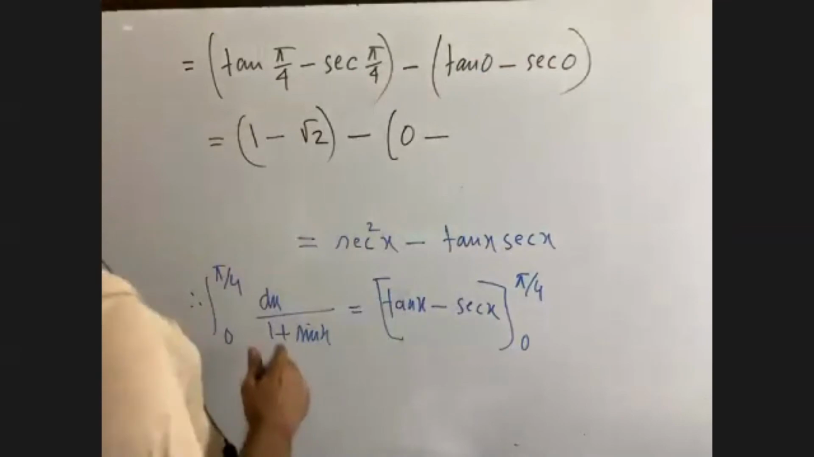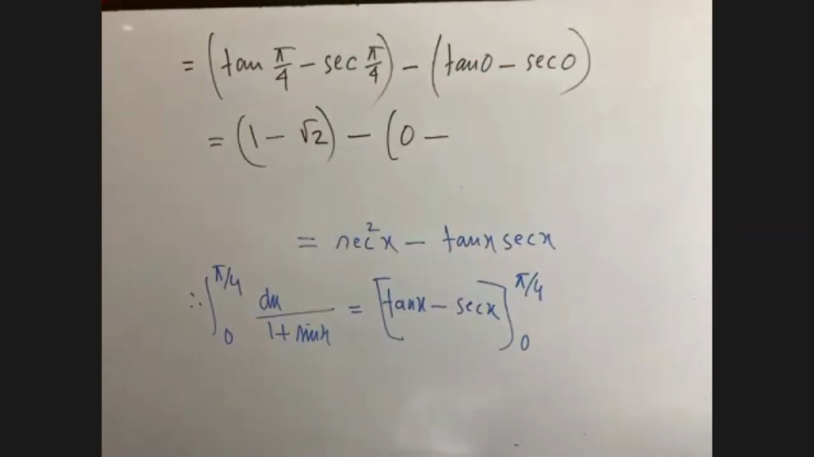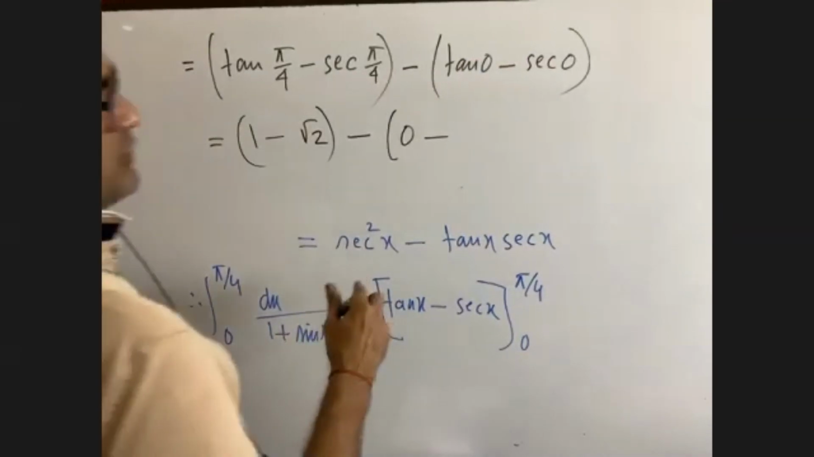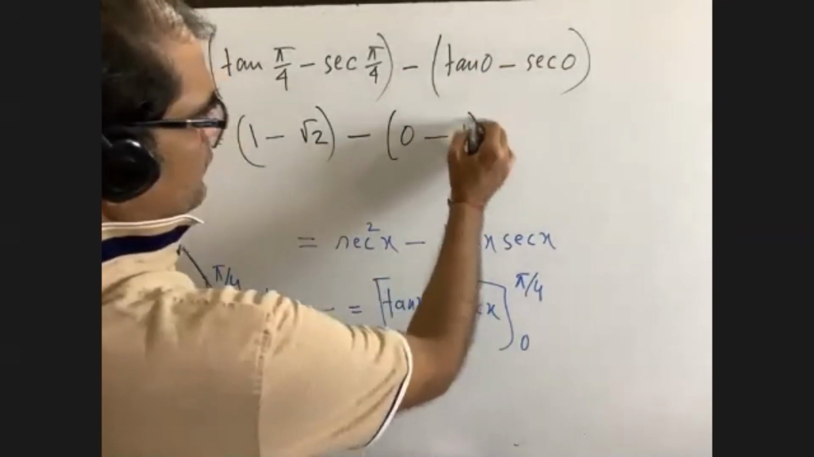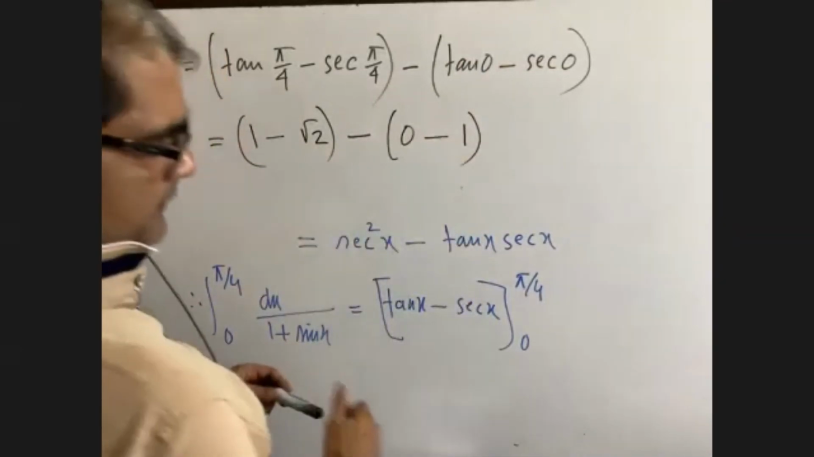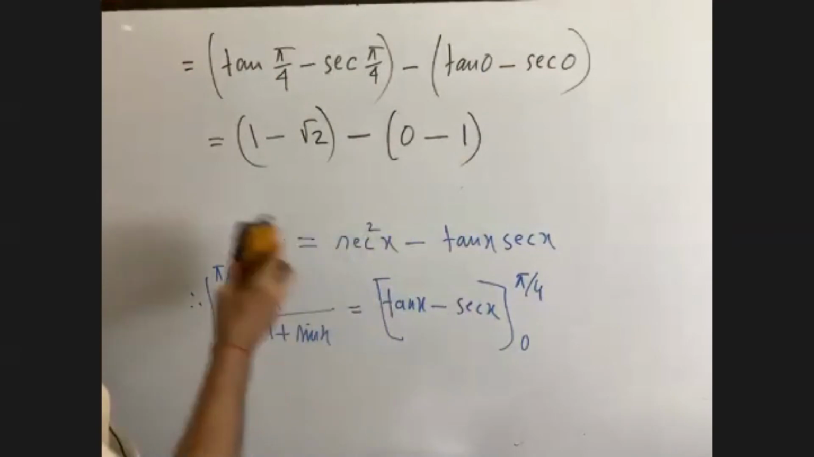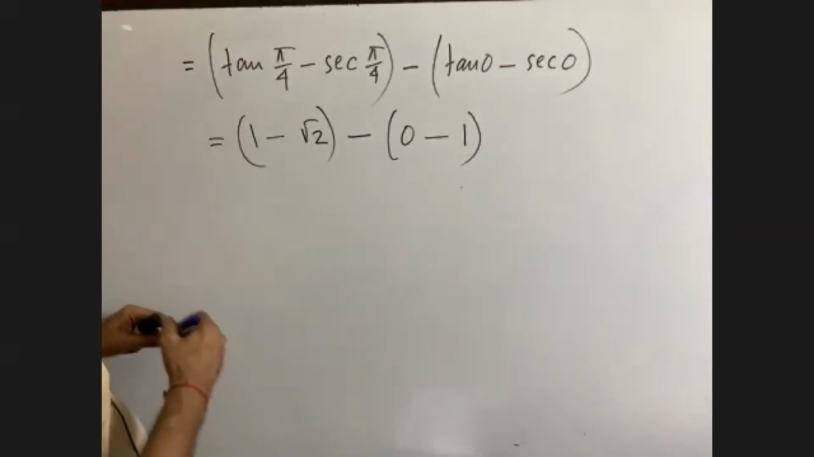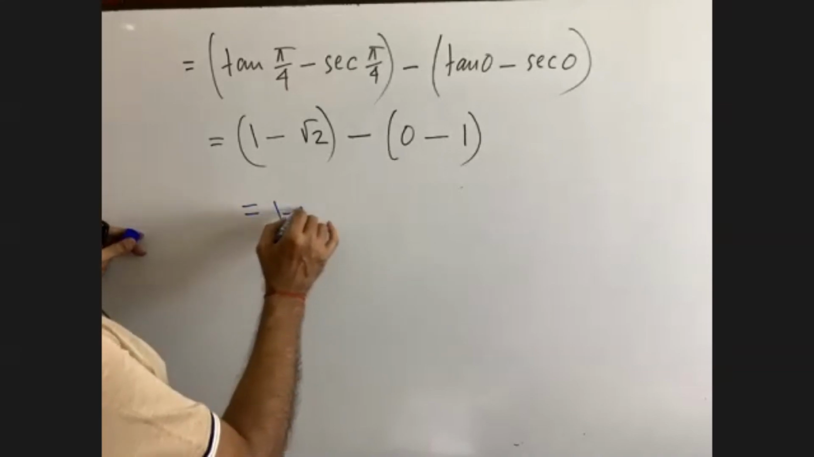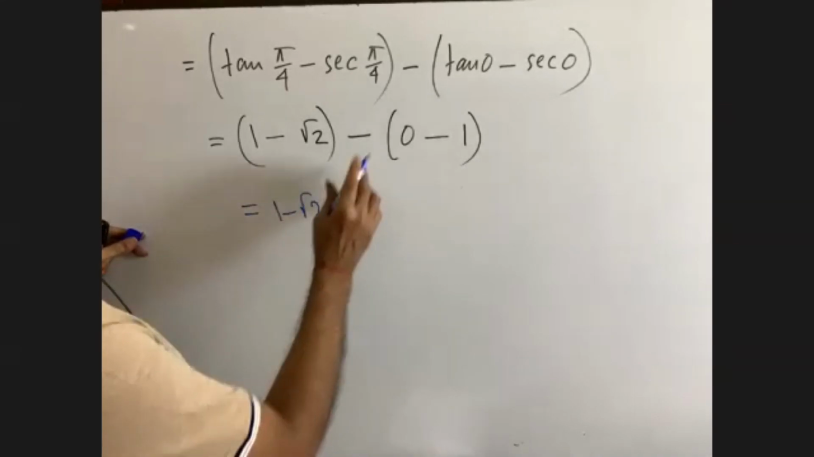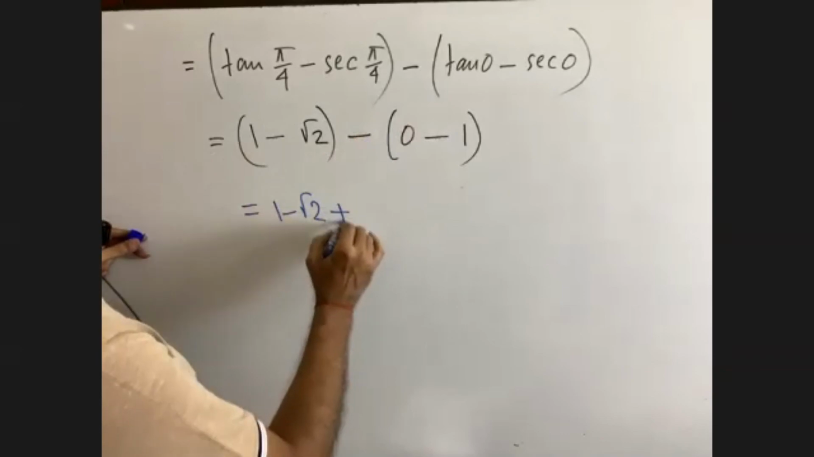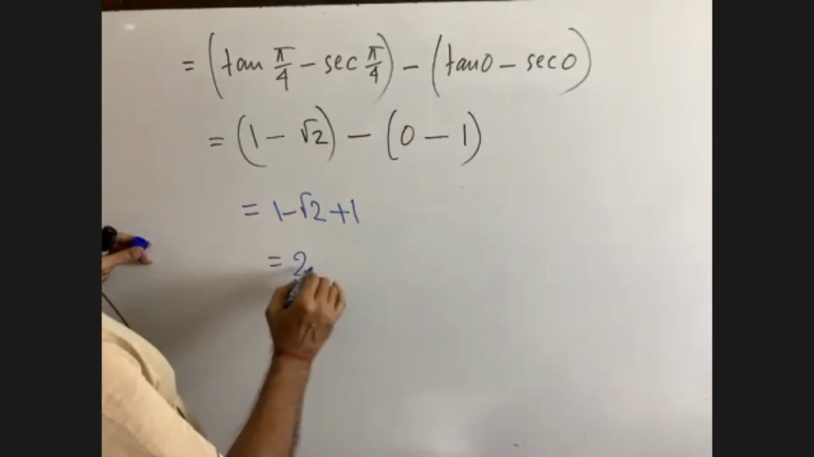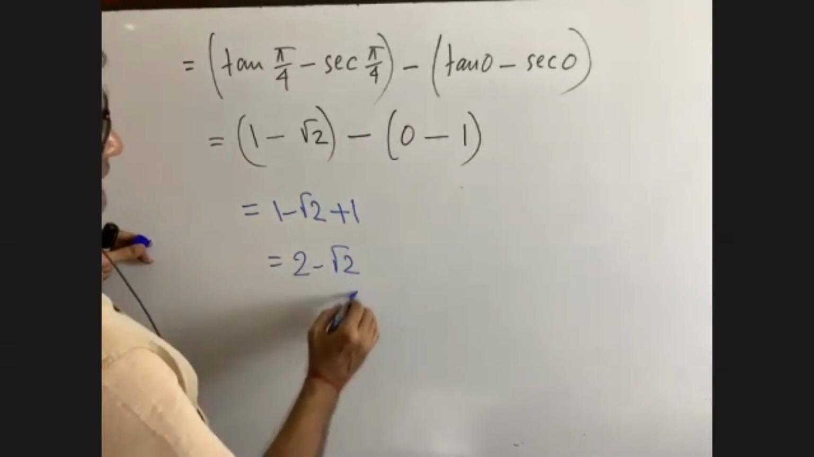Now let me know what is the value of sec 0. If cos 0 is 1, then sec 0 is what? 1. Have you got it? So actually we are getting here 1 minus root over 2 minus 0 minus minus plus 1. That is 2 minus root over 2. Answer.